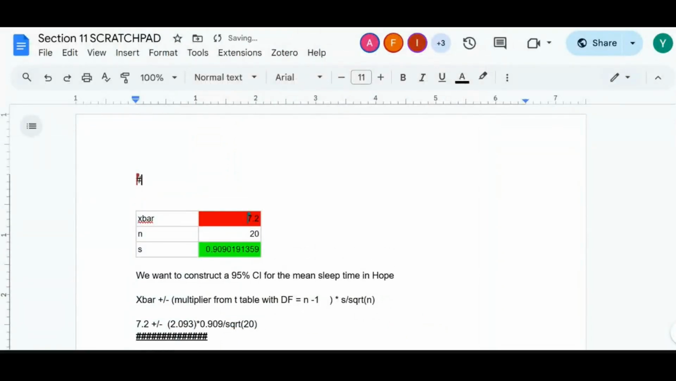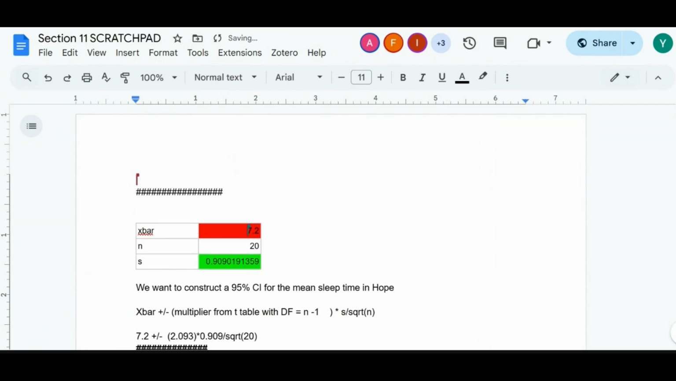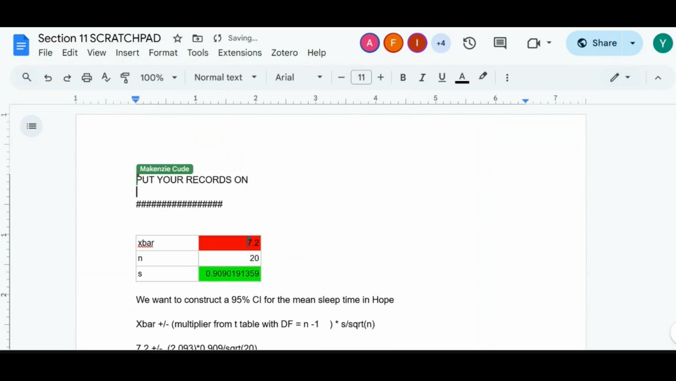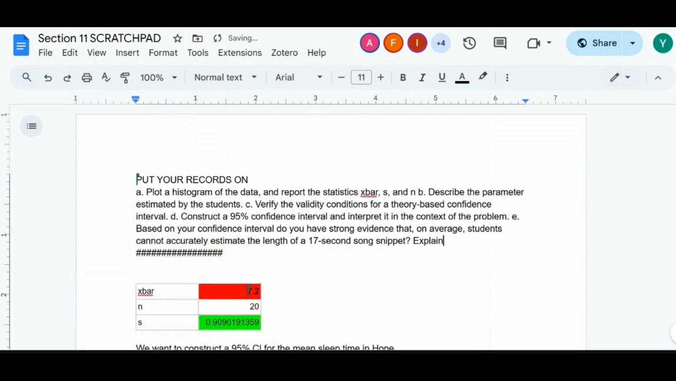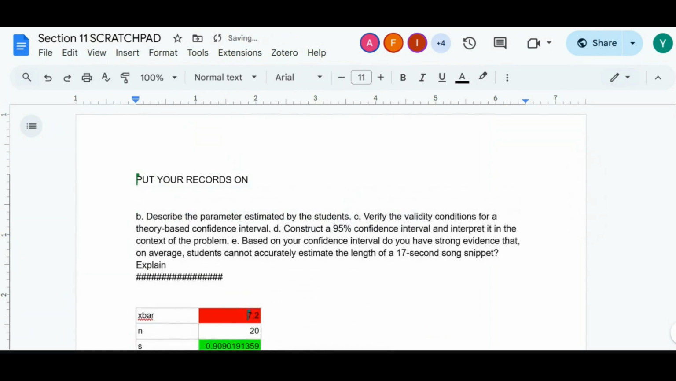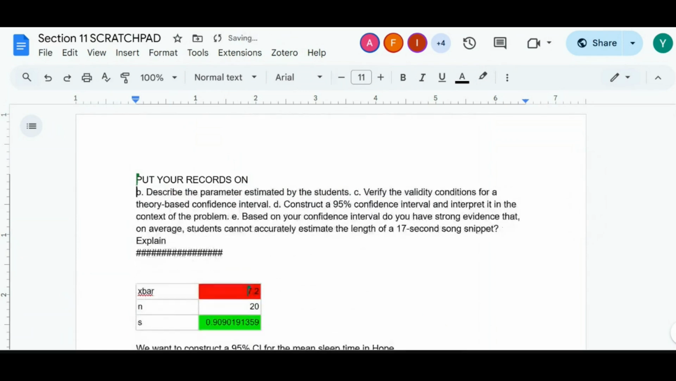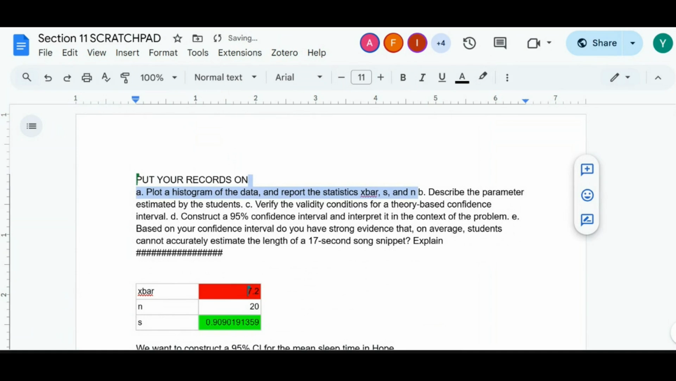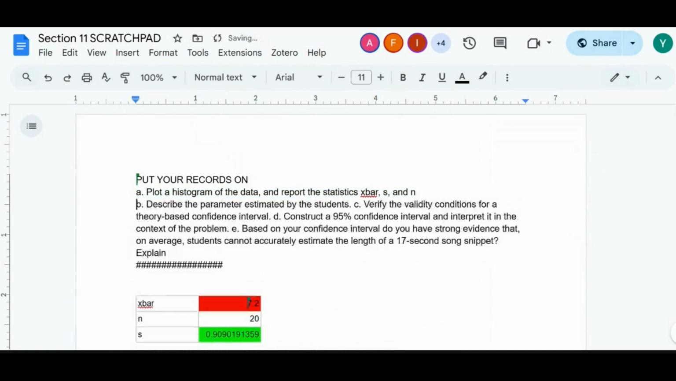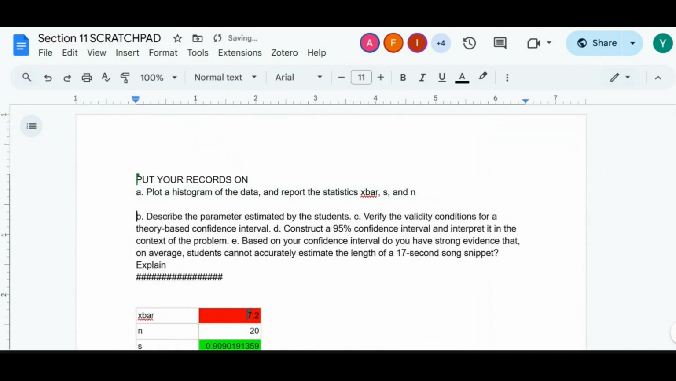I'm going to call this, put your records on. Plot a histogram, report X bar, S, and N. So we have done that. Okay, we are on B now.